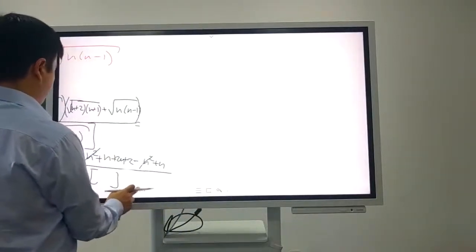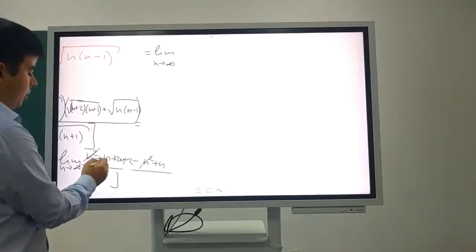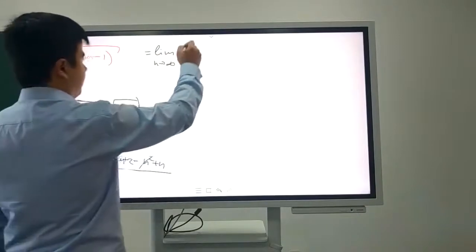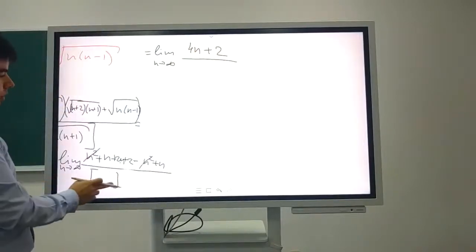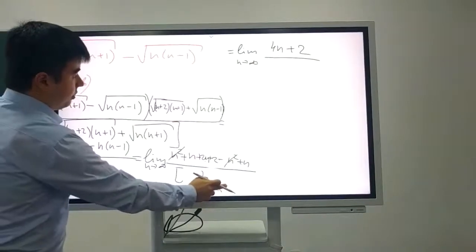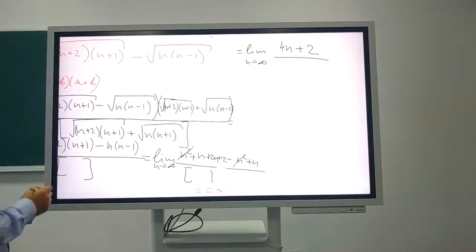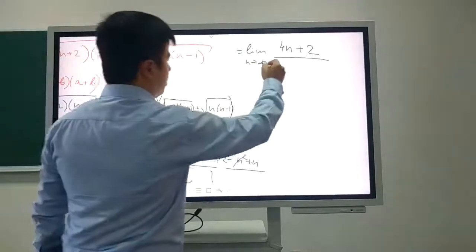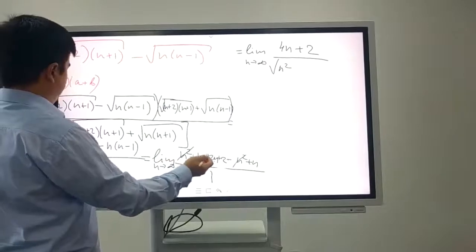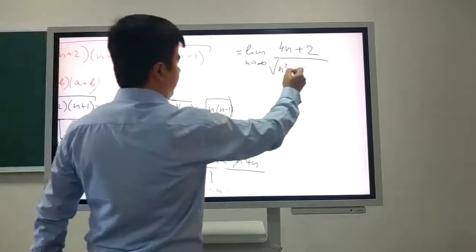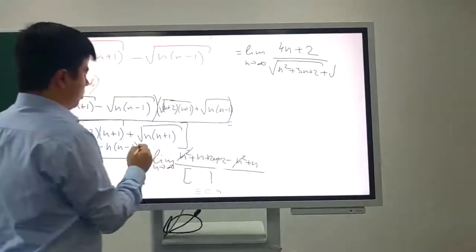So, let's continue this one now. Limit n tends to infinity. Here we have just n plus 2n, 3n plus n, it is 4n. 4n plus 2. And over. And now, let's consider one more time the denominator here. The denominator is this one, square brackets, I mean. Here, if you open these brackets, what we get? We get square root of n squared plus n plus 2n plus 2, or n squared plus 3n plus 2. And when we open the next one, it is plus the square root of n squared plus n.